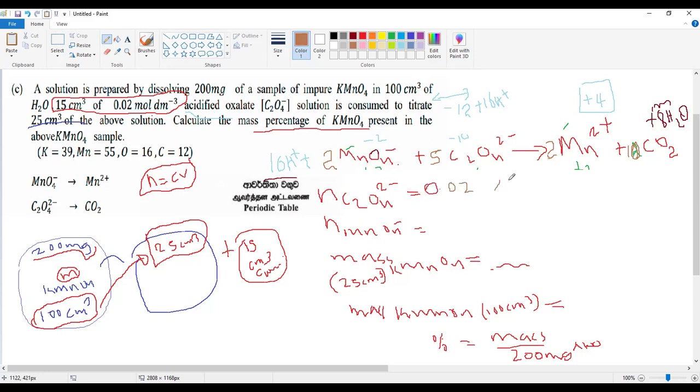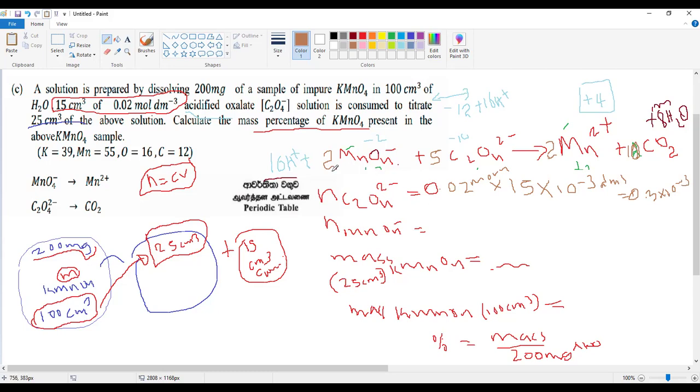0.02 concentration. Volume you have to take in decimeter cube, but they have given in centimeter cube. So I convert centimeter cube to decimeter cube also. Here also you have to substitute with units: mole per decimeter cube into decimeter cube. So that is 0.02 into 15. That is 0.3. So moles of C2O4 2- is 0.3 into 10 to the power minus 3 moles.